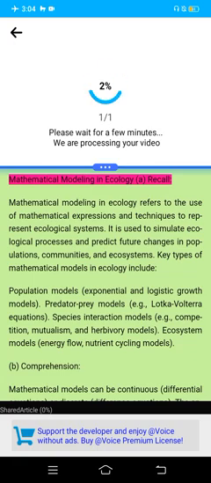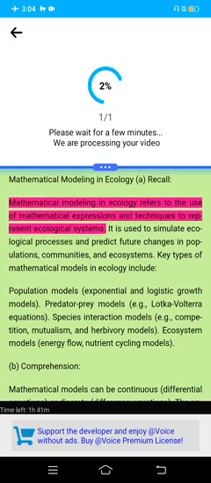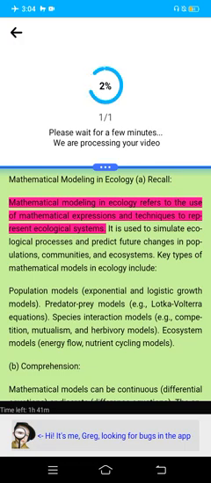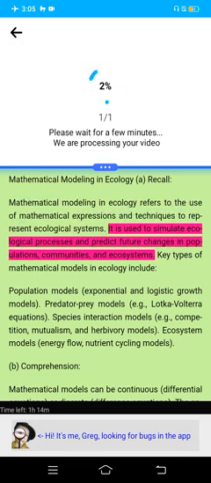Mathematical modeling in ecology, recall. Mathematical modeling in ecology refers to the use of mathematical expressions and techniques to represent ecological systems. It is used to simulate ecological processes and predict future changes in populations, communities, and ecosystems.